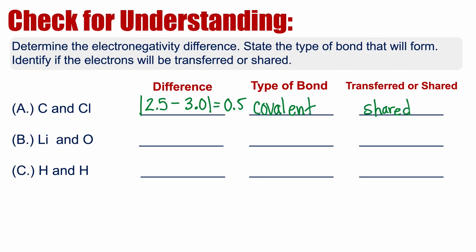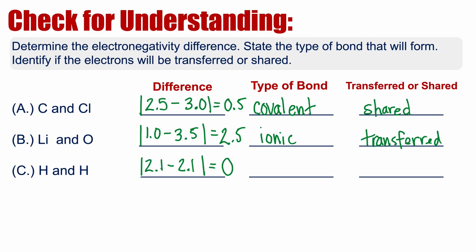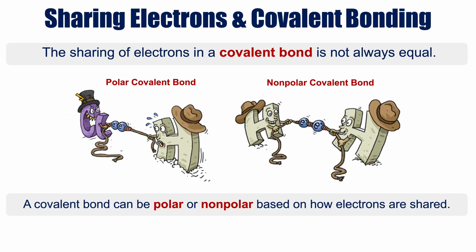Covalent bond, shared; 2.5, ionic, transferred. And then for the two hydrogens, whenever you have two of the same exact nonmetal, the difference is always going to be 0. That's always going to be a covalent bond where the electrons are being shared. So now what we need to do is we understand that a covalent bond involves the sharing of electrons back and forth.